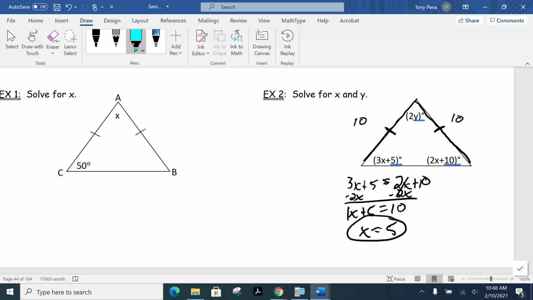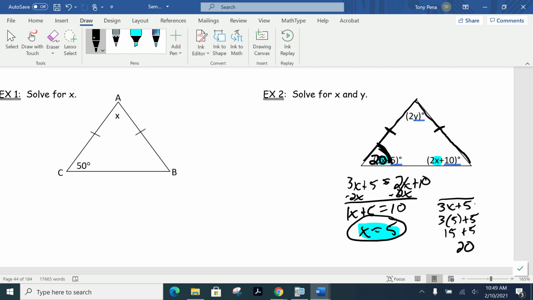Now that we know that x is 5, what I'm going to do is I'm going to let x be 5 in that expression, and I'm going to let x be 5 in that other expression. That will then tell me what each of these angles are. So I'm going to take this 3x plus 5, and I let x be the 5 that we just figured out. Then what we now find is this is 15 plus 5, that angle is 20 degrees. So I can now come to this angle and know that this is a 20-degree angle.